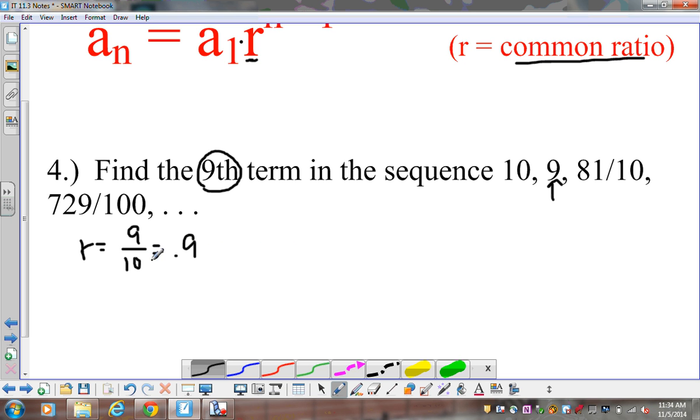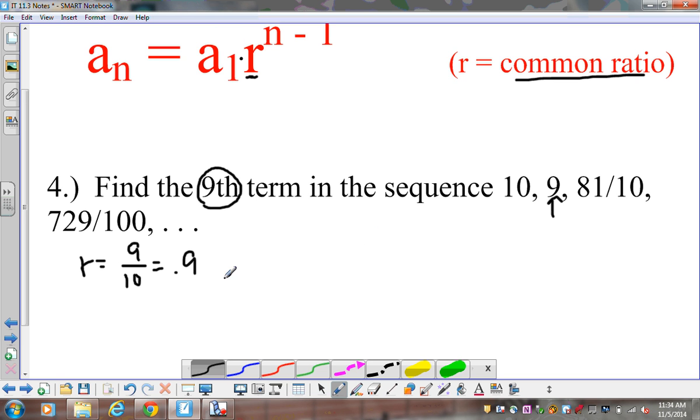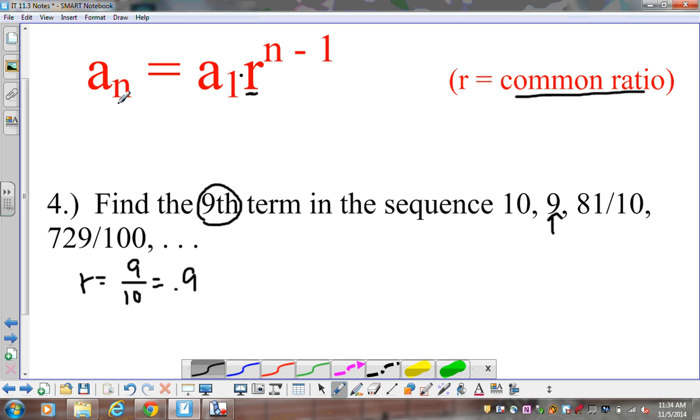All right, but we're going to call it 0.9 or 9/10. So that's my common ratio here. So now I can go through and find my ninth term. Because I know it's geometric, I'm going to use this particular function to find my ninth term.